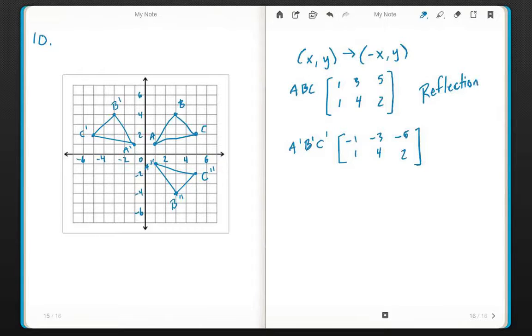So when we reflect it across the y-axis, all the x values become negative. All the positive x's become negative x's, and the y values are not changed. Okay? So that's transformation 1.